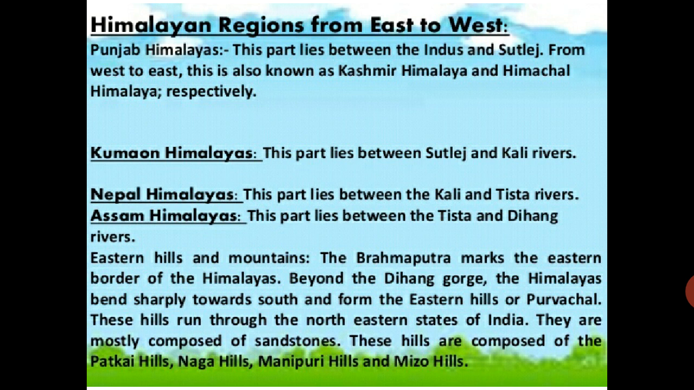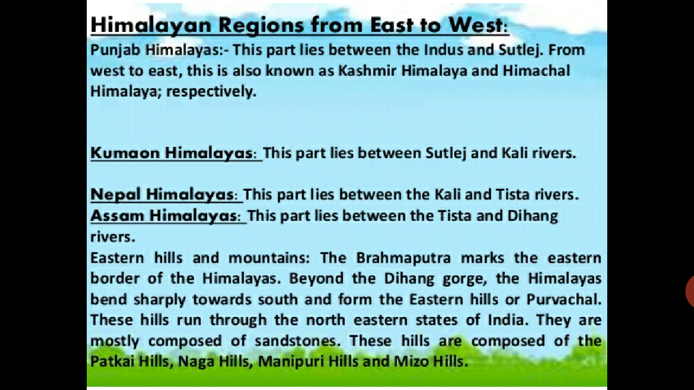Kumaon Himalayas. This part lies between the Satluj and Kali rivers. Nepal Himalayas. This part lies between the Kali and Tista rivers. In Assam Himalayas, this part lies between the Tista and Dihang rivers. See, eastern hills and mountains. Now on the eastern side, what is there?